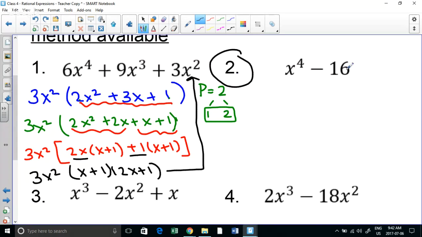2. We have this. We have 2 terms. What does our brain go to first if we have 2 terms? Difference of squares. We check. Is this a perfect square? Yep. Is this a perfect square? Yep.